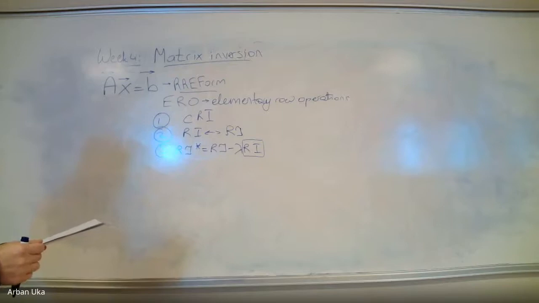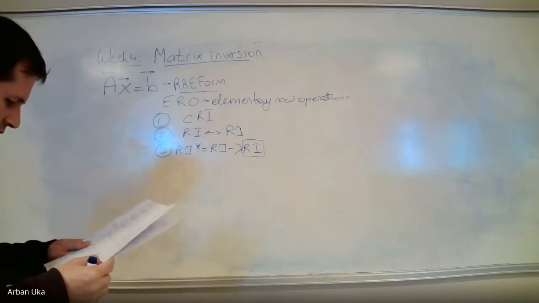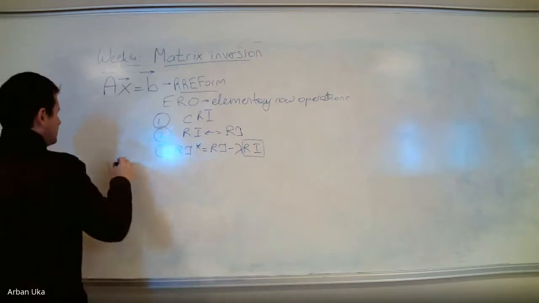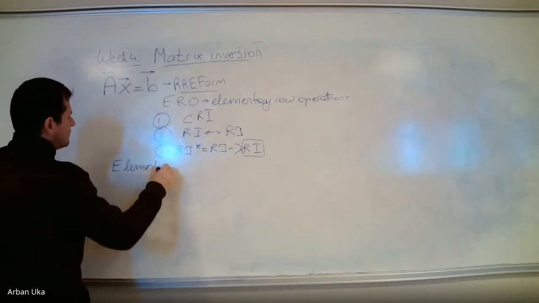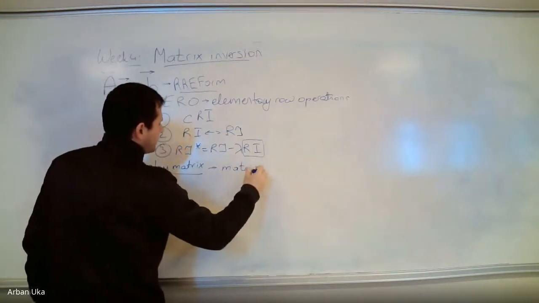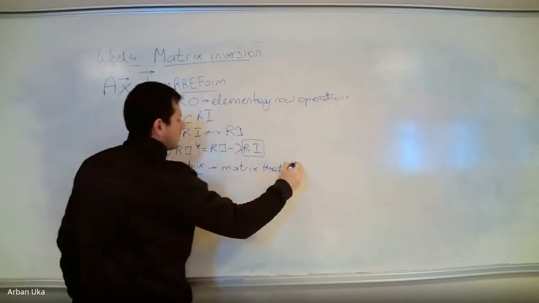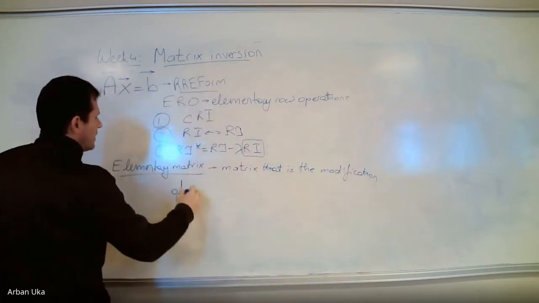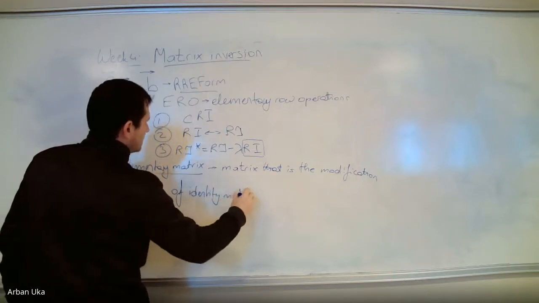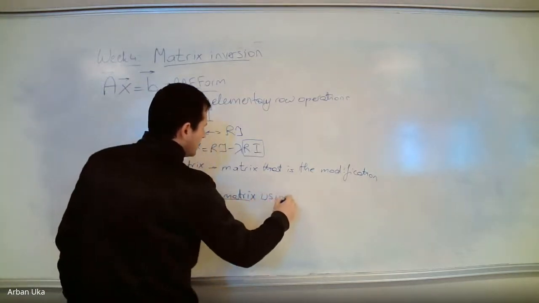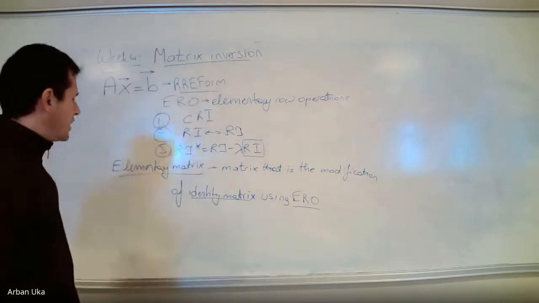And we can define an elementary matrix. Elementary matrices are the ones that are modified from an identity matrix using elementary row operations. So using these, we can obtain an elementary matrix.